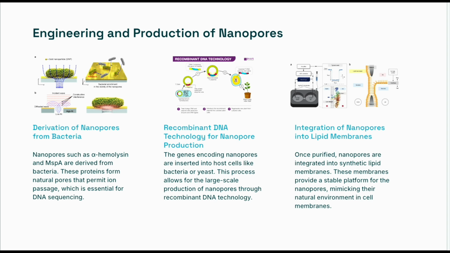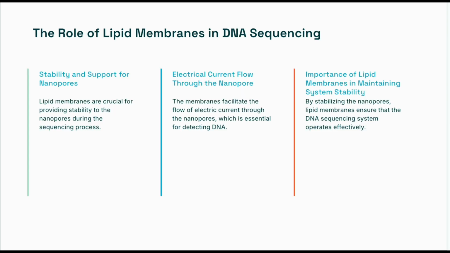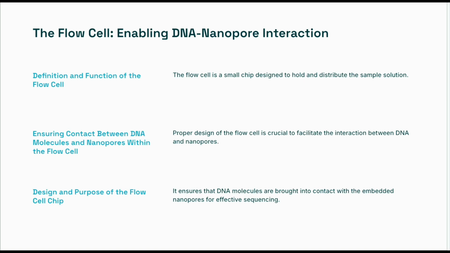Once purified, these nanopores are integrated into synthetic lipid membranes. These membranes provide a stable platform for the nanopores, mimicking their natural environment in cell membranes. Lipid membranes are crucial for providing stability to the nanopores during the sequencing process. These membranes also facilitate the flow of electric current through the nanopores, which is essential for detecting DNA. By stabilizing the nanopores, lipid membranes ensure that the DNA sequencing system operates effectively.